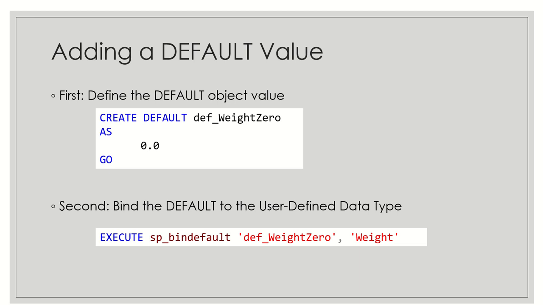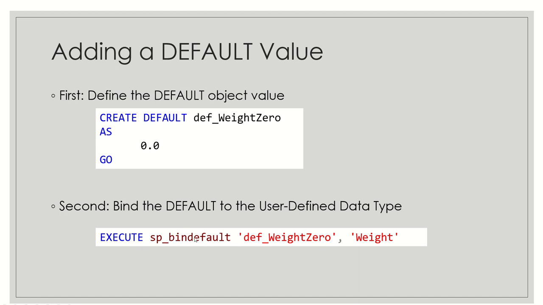We want to bind the default object to our weight user-defined data type. And we use a built-in stored procedure for this. Now we're not going to be looking at user-defined stored procedures for a couple weeks yet, but SQL Server also has a lot of built-in procedures that we can use. We've looked at a couple of them in passing in one of the past videos, but this one here is a stored procedure to bind a default.